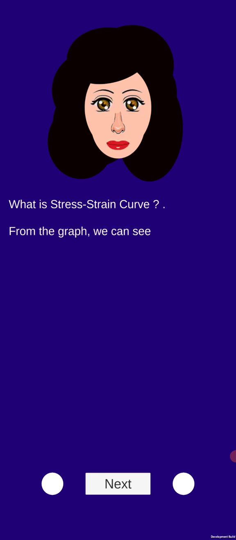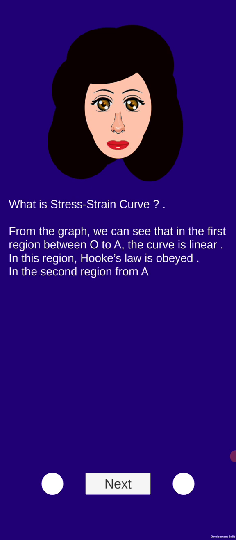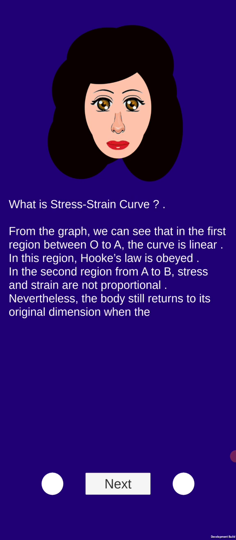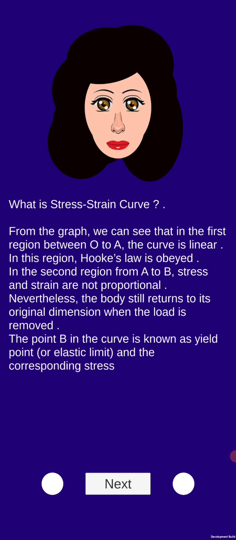What is the stress-strain curve? From the graph, we can see that in the first region between O and A, the curve is linear. In this region, Hooke's law is obeyed. In the second region from A to B, stress and strain are not proportional. Nevertheless, the body still returns to its original dimension when the load is removed. The point B in the curve is known as the yield point or elastic limit, and the corresponding stress is known as the yield strength sigma y of the material.